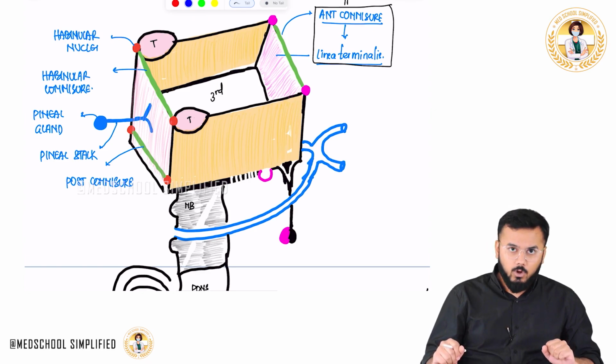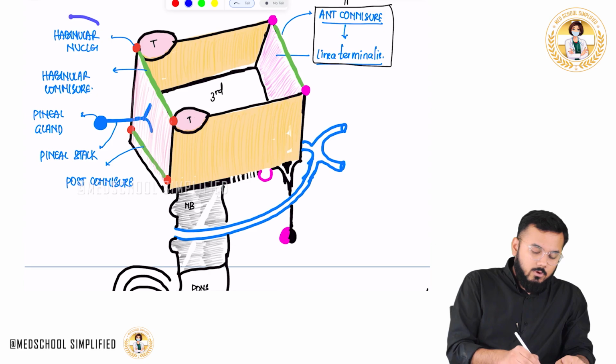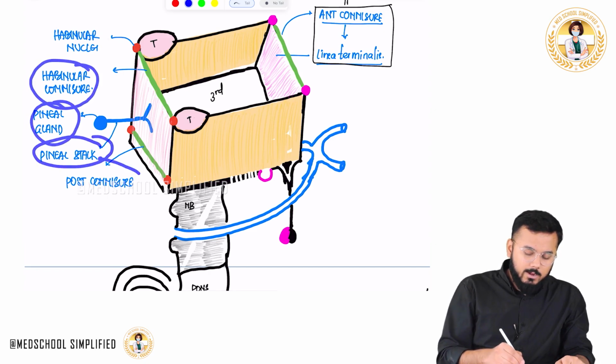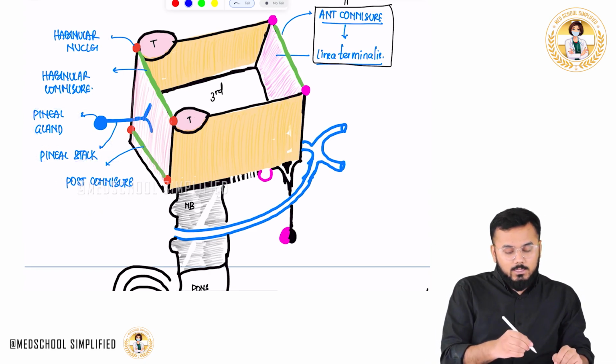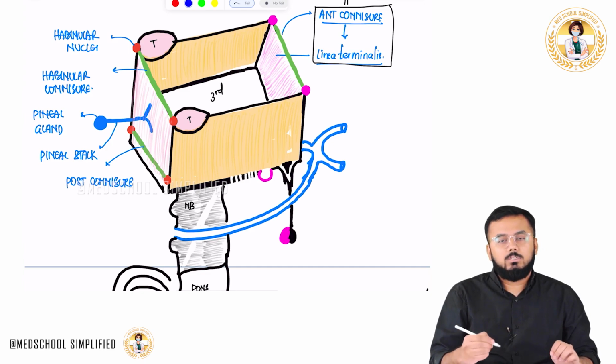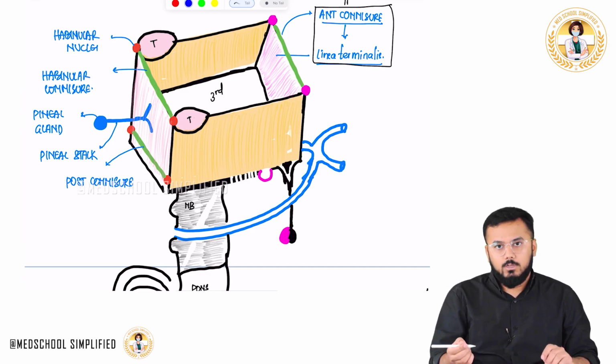Now in this posterior wall, what are the structures? You have your habenular nuclei, your habenular commissure, your pineal gland, pineal stalk and posterior commissure. All these structures are located on the posterior wall. So all these are the structures that form the posterior wall of your third ventricle.